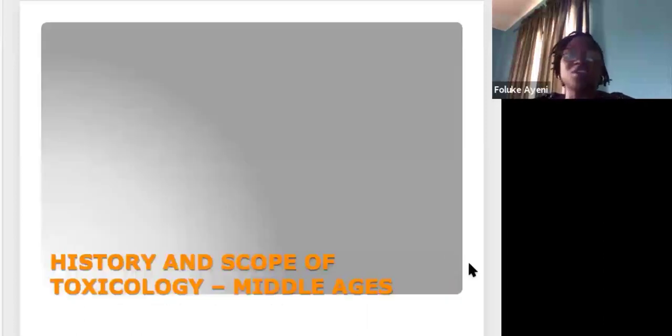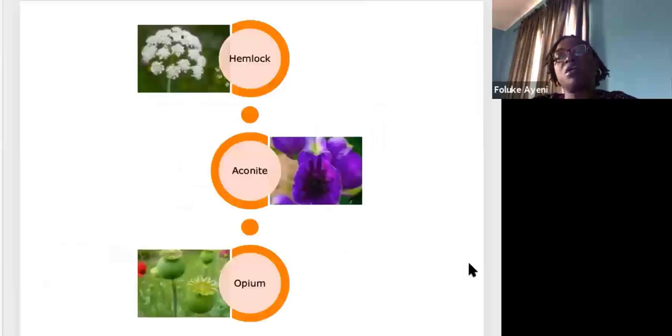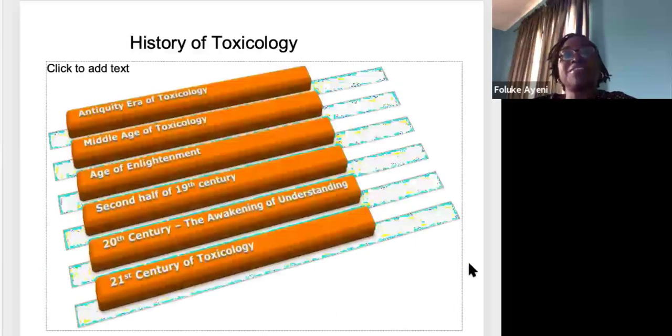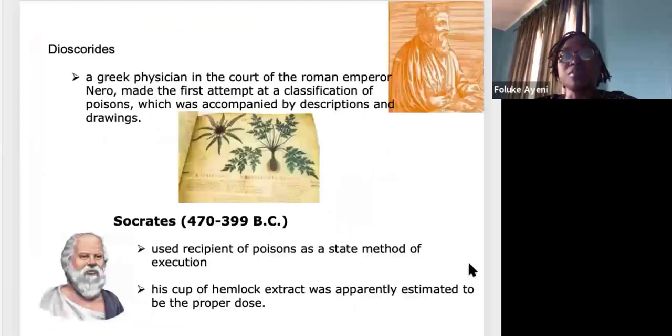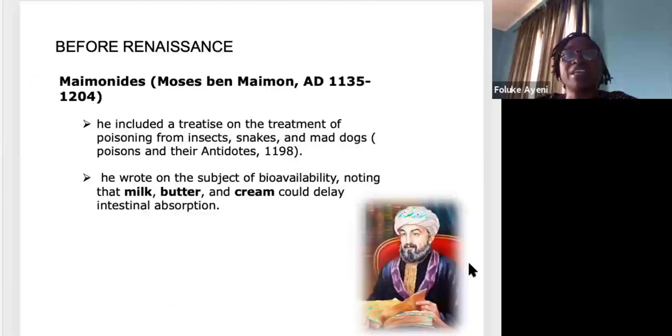Okay, so that was the very early ages of toxicology. We now go on to the Middle Ages. If you remember, I tried to show us that there are different eras of toxicology. The one we have discussed so far was the first era, the Antiquity era, where we had very little regulation and control. Now we are moving to the Middle Age of toxicology. So in the Middle Age, you also had some other scientists coming up. And this man, Maimonides, came up.